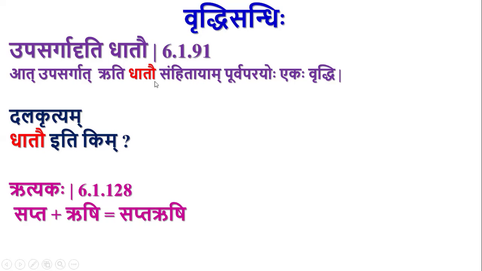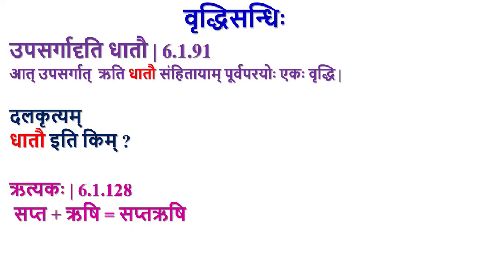So even if you don't mention dhatau in the sutra, this sutra can be interpreted as when akara of an upasarga is followed by rukara of a dhatu, because rukara of any other word which is not a dhatu cannot be there, because then this pradi word cannot be called an upasarga in that case.